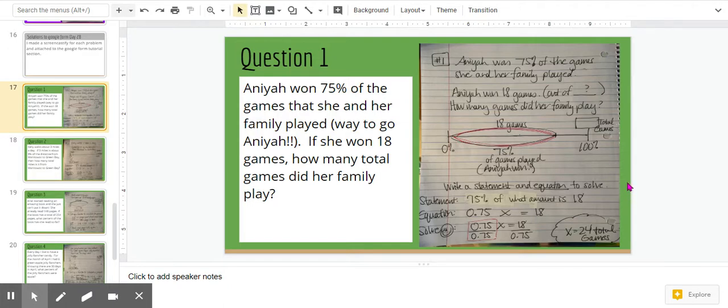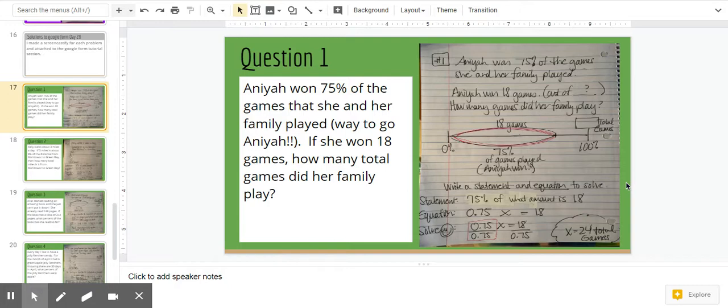In this kind of a situation, we're going to want to write a statement that helps us write an equation to solve. So we're going to use our algebra skills. The statement would read: 75% of what amount is 18. 75% of some total is the 18 games that Anaya won.